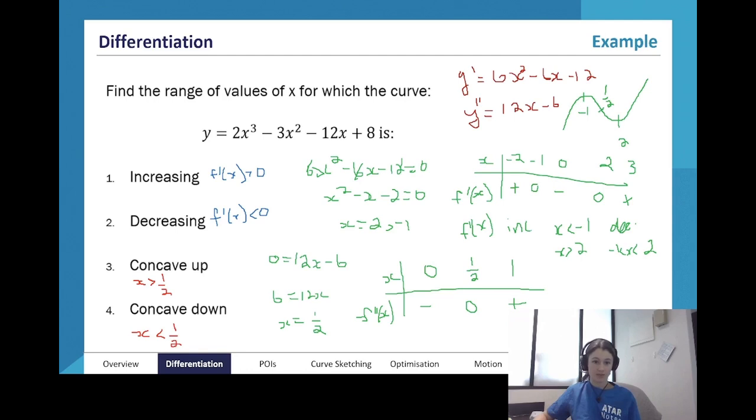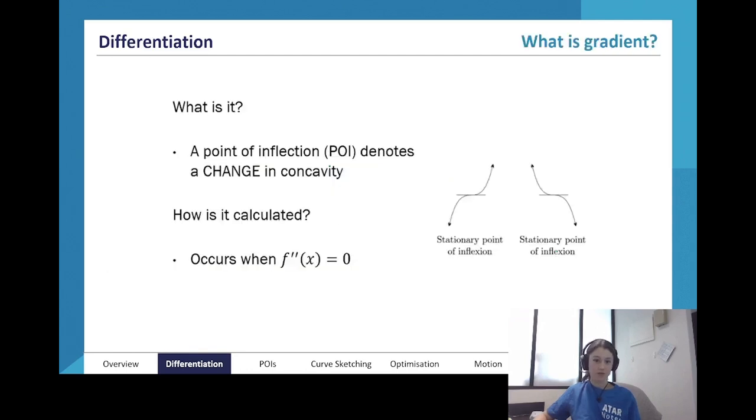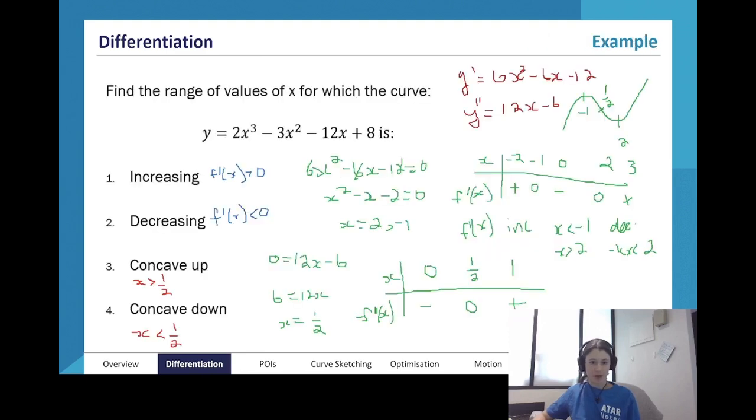Now, that was the end of that question there. So now we're going to get on to a little bit more about points of inflection. So, remember, points of inflection tell us when there is a change in concavity. So it is calculated when the second derivative is equal to 0. And that's what we saw in the last example, right? We found when the second derivative was equal to 0, and then at that point, that's when the point of inflection is, that's when the concavity is going to change.